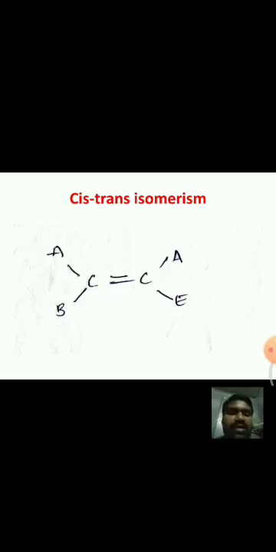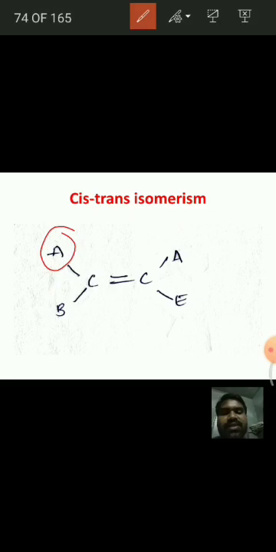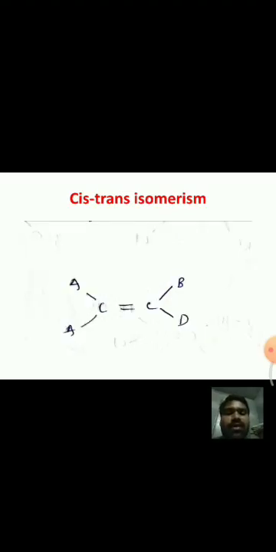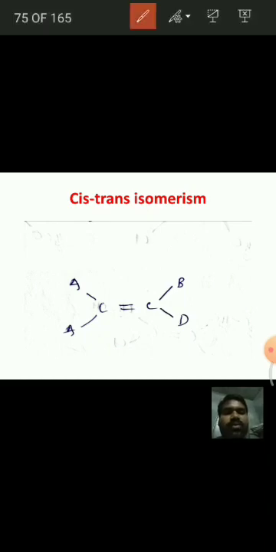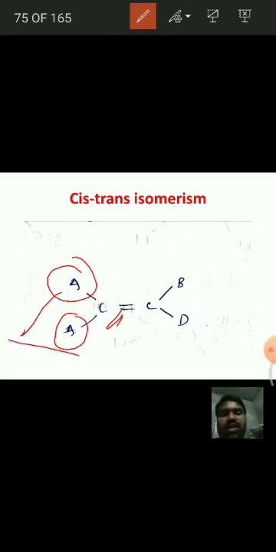See here, this is one more example. This molecule also shows cis-trans isomerism because the two sp2 carbons have one common group. Hence, this molecule shows cis-trans isomerism. This type of molecule doesn't show cis-trans isomerism because on this sp2 carbon, the two groups attached are the same.